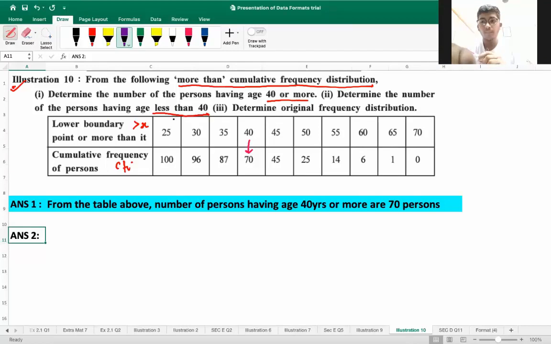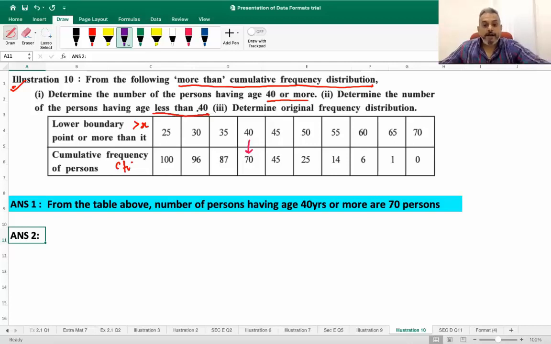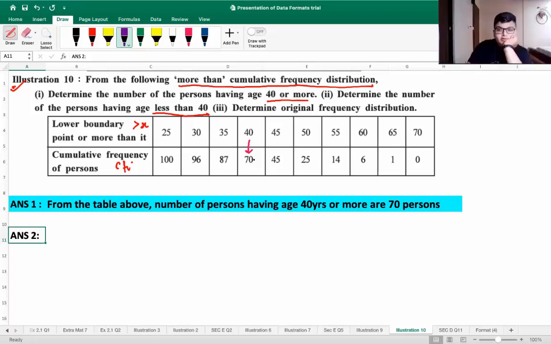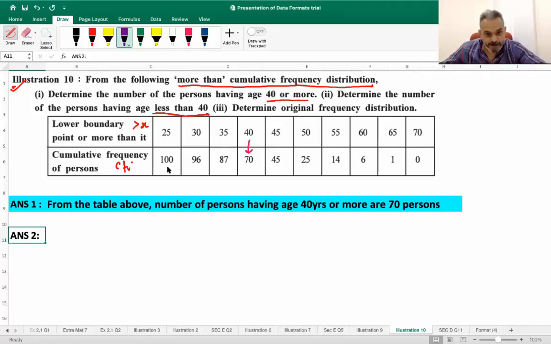Now, determine the number of persons having age less than 40. So 40, Sir, 100 minus 70, total, yes, 30. There are 100, because more than 25 includes everyone, so 100 people, out of which 70 are 40 or more. So how many are less than 40? So 100 minus 70, which is equal to 30.